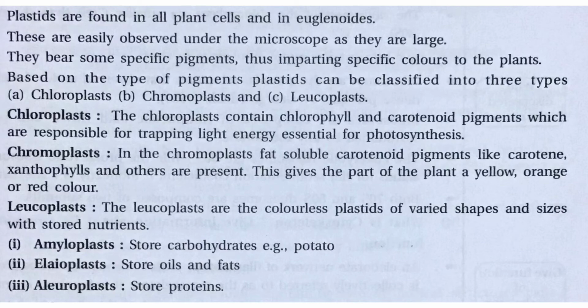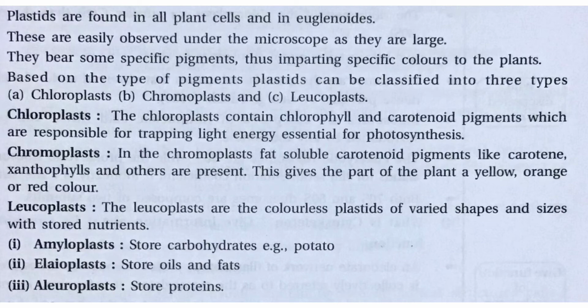In the chromoplast, fat soluble carotenoid pigments like carotene, xanthophylls, etc. are present. Mainly they give color to those parts of the plant which are beautifully colored. So they are responsible for giving yellow, orange, red or different colors. Mainly the flower petals are colorful. Sometimes the outer skin of fruits or seeds are colorful. So all are due to the presence of chromoplast.